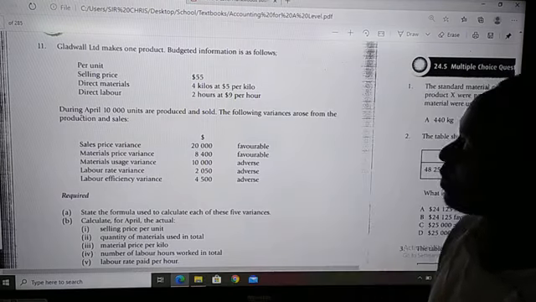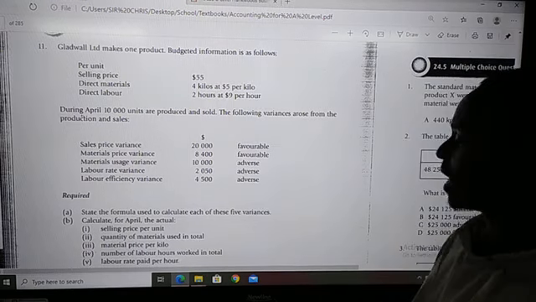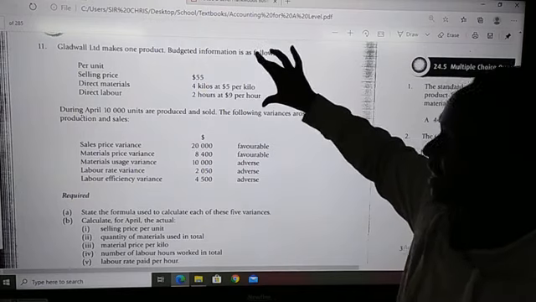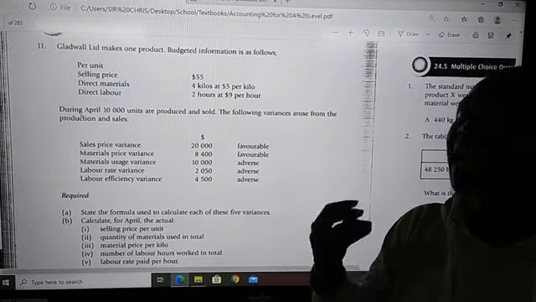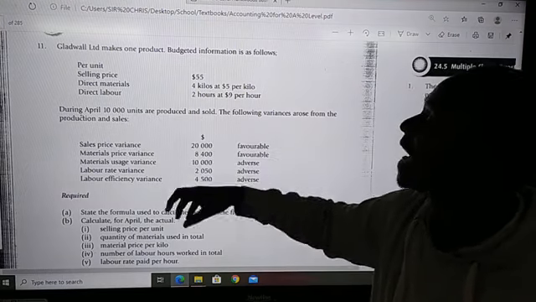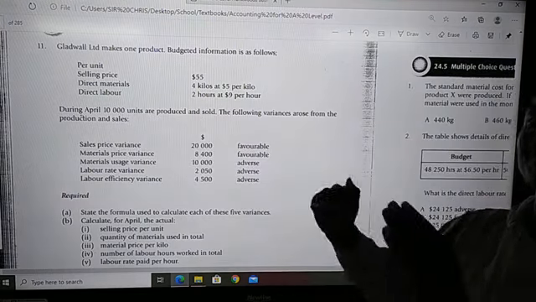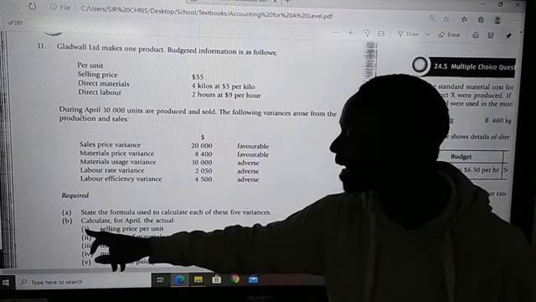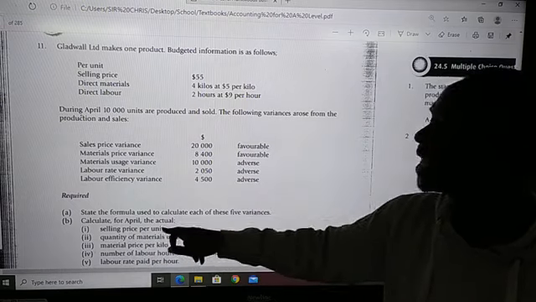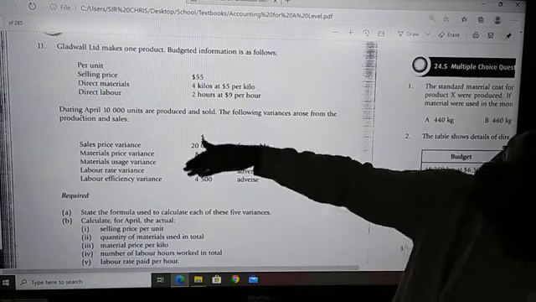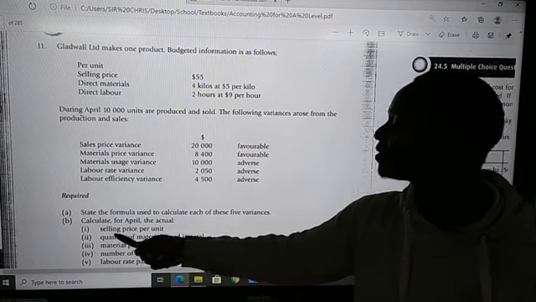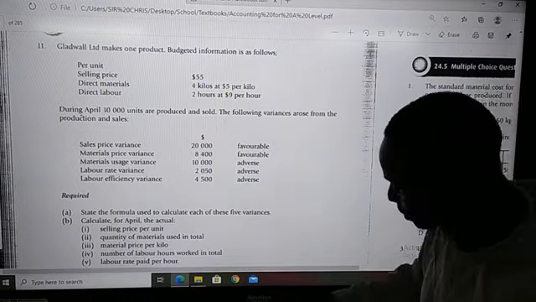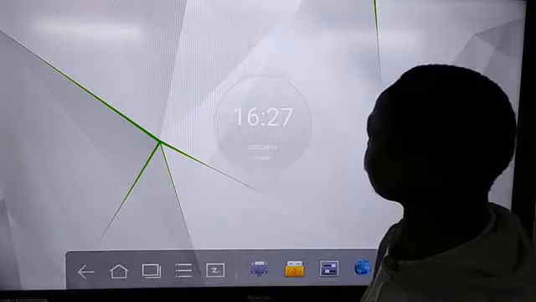That's then the big part of the question now. Calculate for April the actual. If you check here, these are budgeted, but for the actual during April, 10,000 are produced. If they've been produced, it means these are actual units produced and sold. So calculate for April the actual selling price per unit. Then if we check the question for what is related to the selling price, we go to the sales price variance. So let's write the formula for the sales variance.